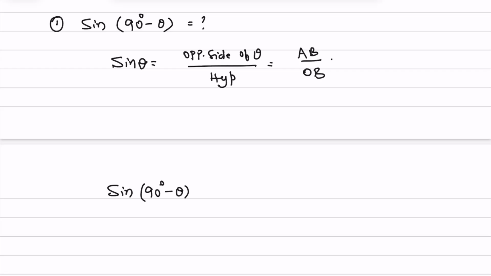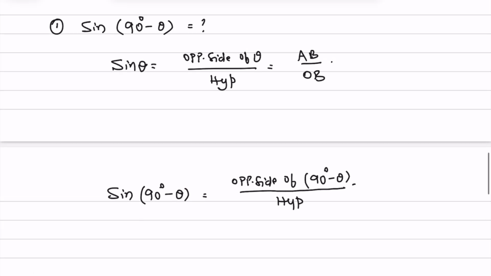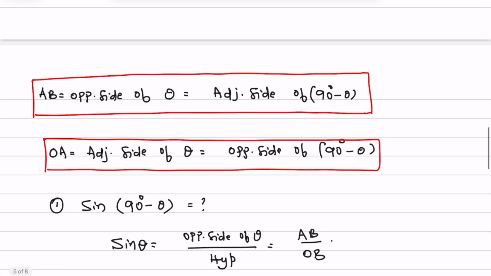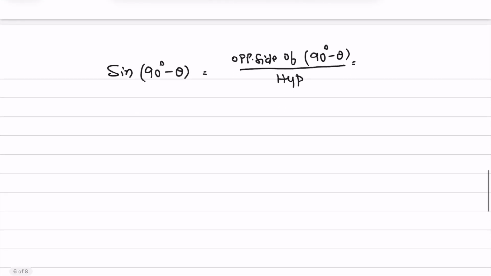Do not forget to put the degree symbol whenever you are expressing an angle in degrees. For radians, you need not put the degree symbol; you can write directly, like pi by 4, pi by 2. 90 degrees is nothing but pi by 2. Sine of 90 degrees minus theta is equal to the opposite side of 90 degrees minus theta divided by the hypotenuse. The opposite side of 90 degrees minus theta is OA, so it is OA by OB.